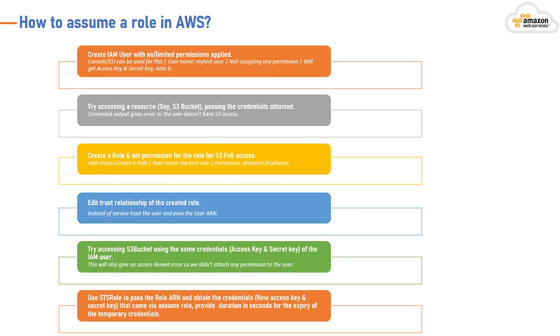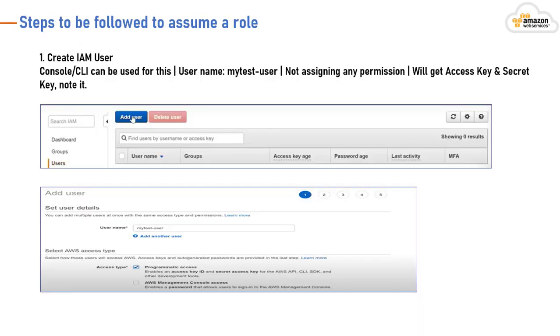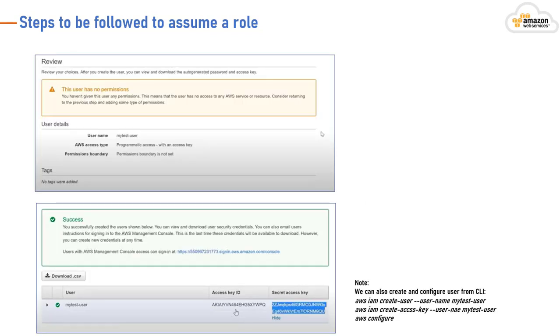Step number 1, create IAM user. As we discussed earlier, it can be from the console or it can be from the CLI. Now from the console, you go to IAM section, users and add user section. Provide the username and access type as programmatic access and create the user account. And then you can see here I have not applied any permissions and I successfully created the user and I got the access key ID and secret access key for my test user.